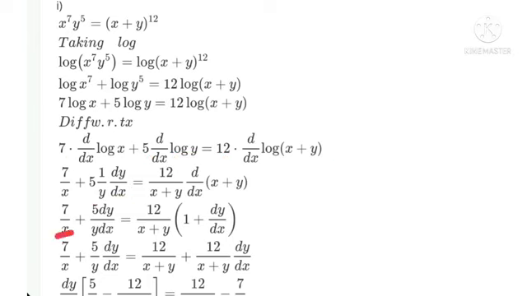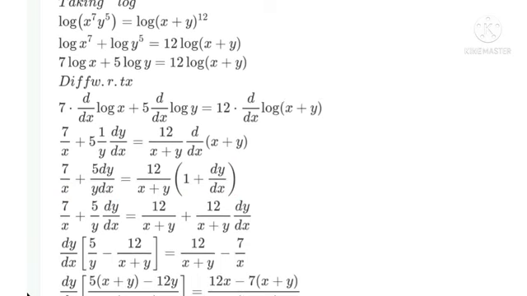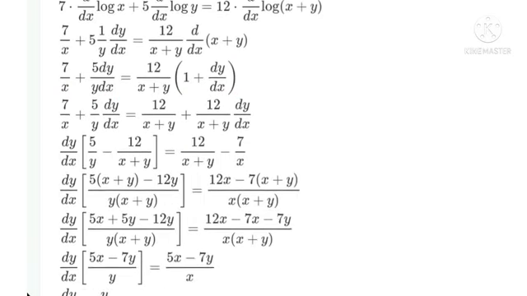So we get 7 upon x plus 5 dy by dx upon y into dy by dx is equal to 12 upon x plus y into the derivative of x, which is 1, and the derivative of y, which is dy by dx. So we get the final answer.